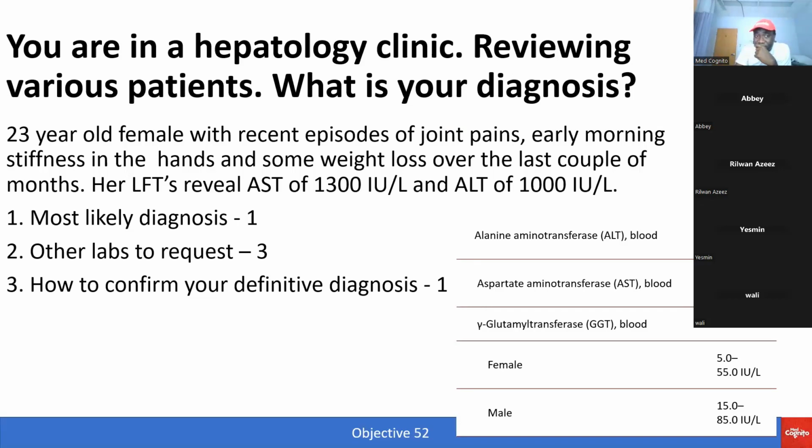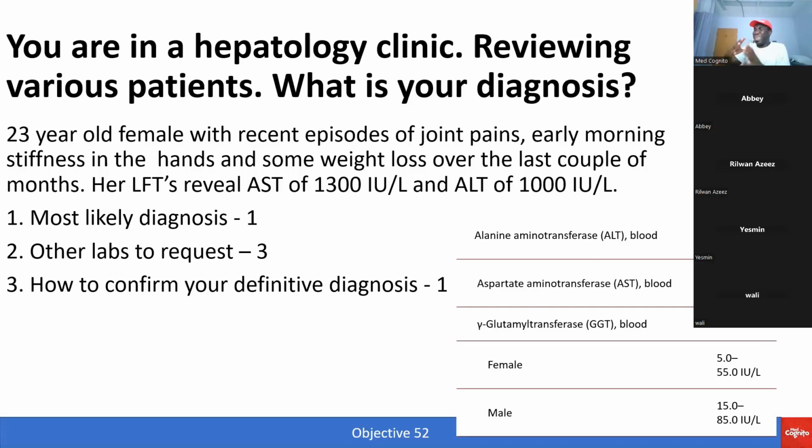She is having joint pain, early morning stiffness. Her LFT, AST is 1300, and ALT is 1000. Is this again alcoholic hepatitis because the AST is higher than the ALT? No, don't forget that in alcoholic hepatitis AST must be more than 2:1. So if ALT is 1000, then AST should be about 2000 and above. Here AST is 1300.